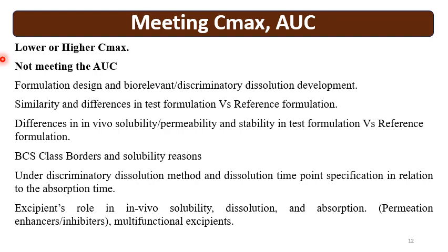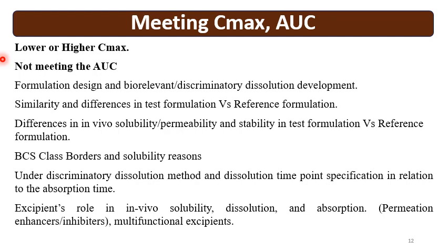Then some excipients have a multifunctional role, which also act as disintegrants. Some of the excipients also act as stabilizers. Some excipients improve the solubility in vivo, like povidone, which is used as a binder. It also improves the solubility of some of the APIs. Then it also helps to keep the API in the solubilized form. So like these, excipients should be evaluated critically.